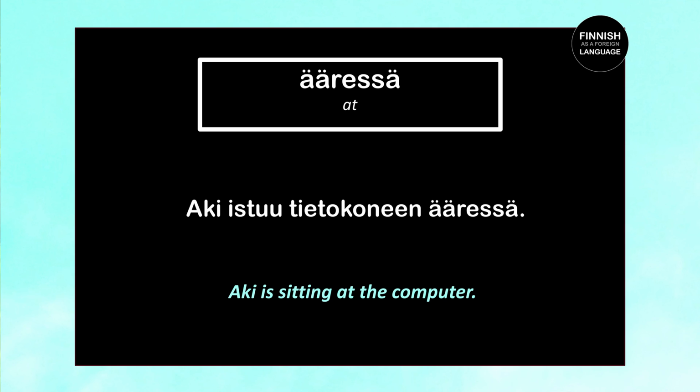Next one is ääressä, which means at. Here is one example. Aki istuu tietokoneen ääressä, means Aki is sitting at the computer. So Aki is a Finnish male name. Istuu means sits. It's the third person singular of the verb istua, which means to sit. And then we have tietokoneen, which is the genitive case of the word tietokone, which means computer, and it's standing here in the genitive case because it's followed by the postposition ääressä, which means at. So let's repeat. Aki istuu tietokoneen ääressä, means Aki is sitting at the computer.